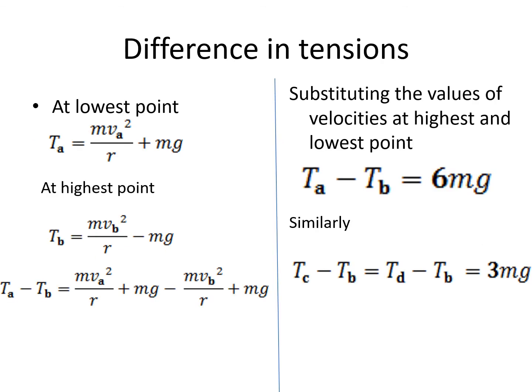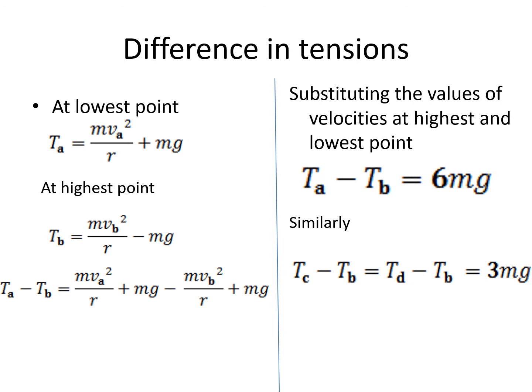Let us try to calculate the difference in the tensions between the lowest and the highest point. At the lowest point, the tension observed by the string is mv_A square upon r plus mg, where v_A is equal to under root of 5rg, and at the highest point, tension at B will be equal to mv_B square upon r minus mg.